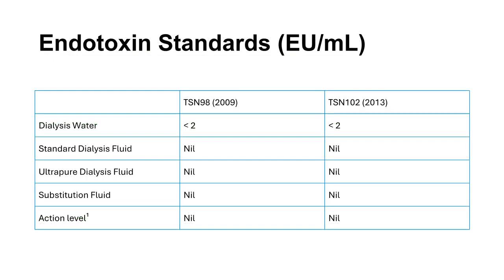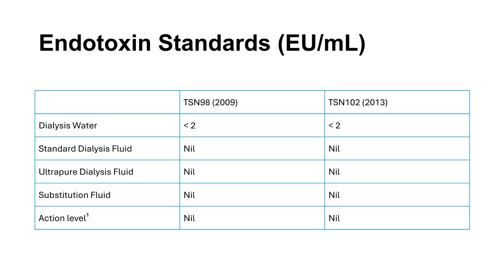Now let's look at endotoxin standards. For dialysis water, both TSN98 and TSN102 require endotoxin to be below 2 EU/ml. For standard dialysis fluid, ultrapure dialysis fluid, and substitution fluid, the requirement is nil, meaning no detectable endotoxin. Even the action level is also set at nil, so any detectable endotoxin means we need to check the water treatment system immediately.